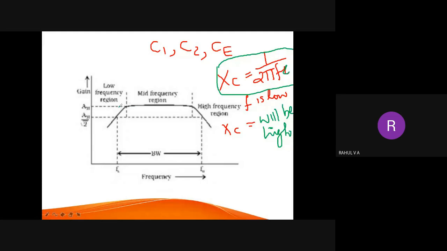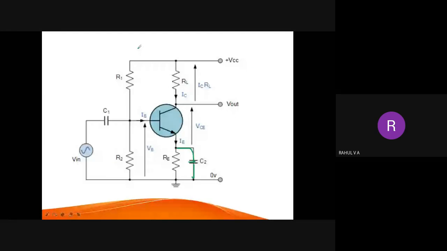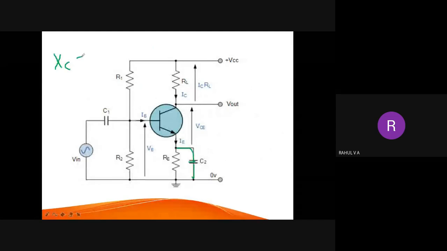But at high frequency, what happens? At high frequency, again the problem is that the reactance of this capacitor reduces. We know the formula again. What is the formula? Xc is equal to 1 by 2 pi fC.